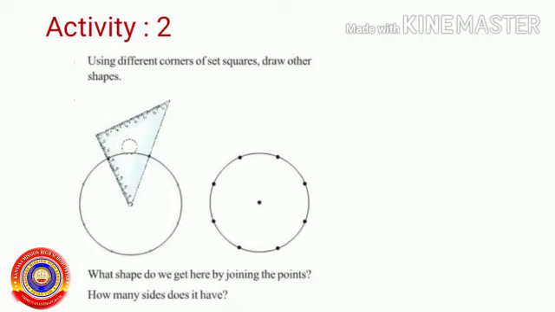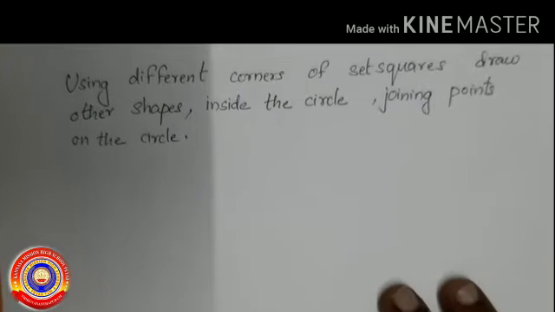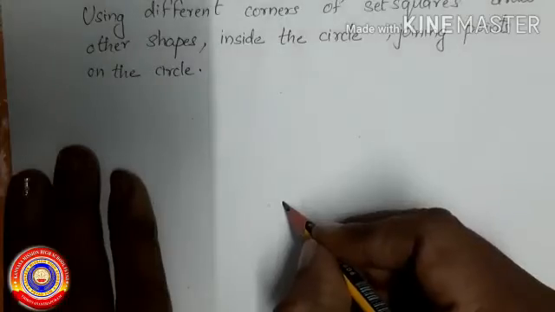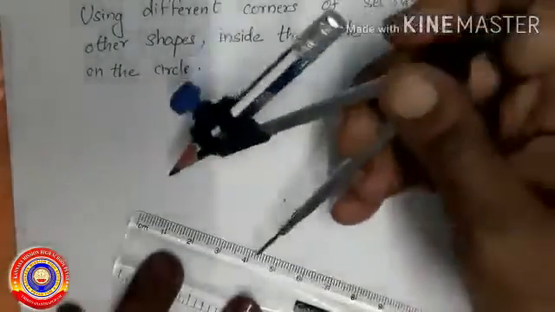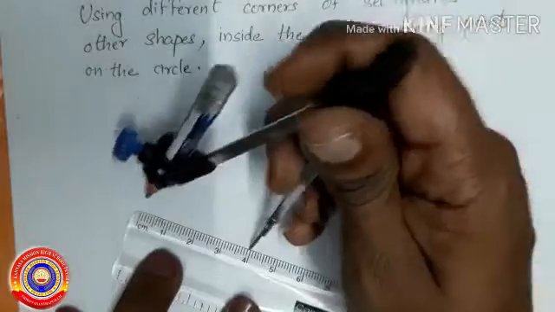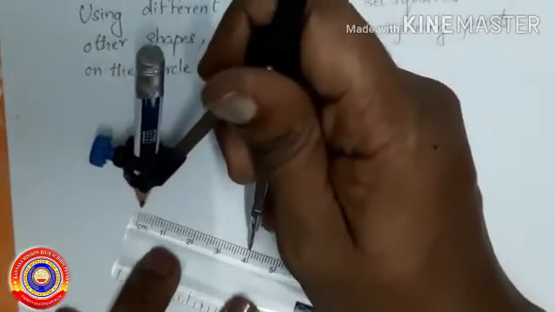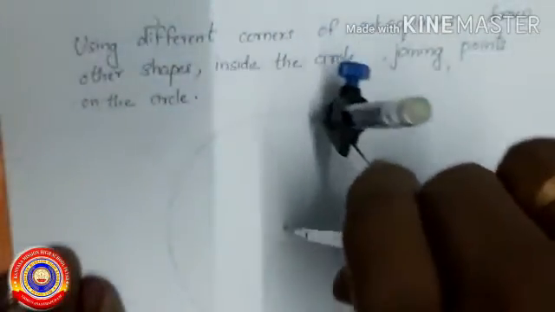Next, activity number 2. Using different corners of set square, draw other shapes. What shape do we get here by joining the points? How many sides does it have? Here we have to draw a circle and draw other shapes inside the circle joining points on the circle. First of all, mark a point. Then take 4 cm in the compass and draw a circle of 4 cm radius.